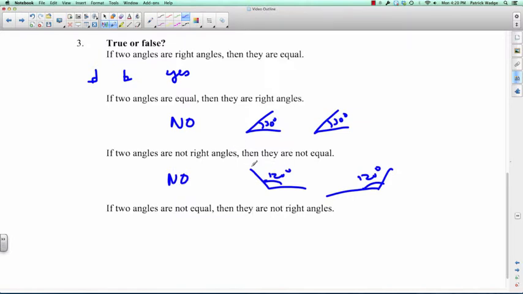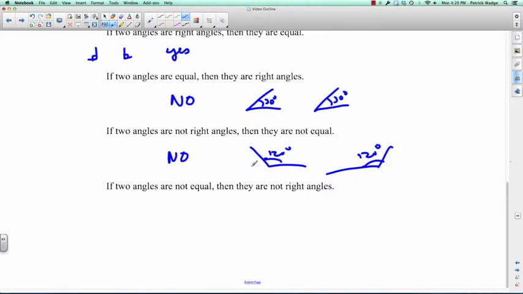And the last one, if two angles are not equal, then they are not right angles. Okay, let me think of that again. If two angles are not equal, does that mean they're not right angles? Well, it doesn't mean that they're both not right angles. That wouldn't be possible for them both to be right angles, because then they'd be equal to each other. But is it possible for one of them to be a right angle? Sure. You could have one angle that's 90 degrees and another one that's 84 or something very close to it. Those two angles are not equal, and they're not both right angles. True, but one could be a right angle.